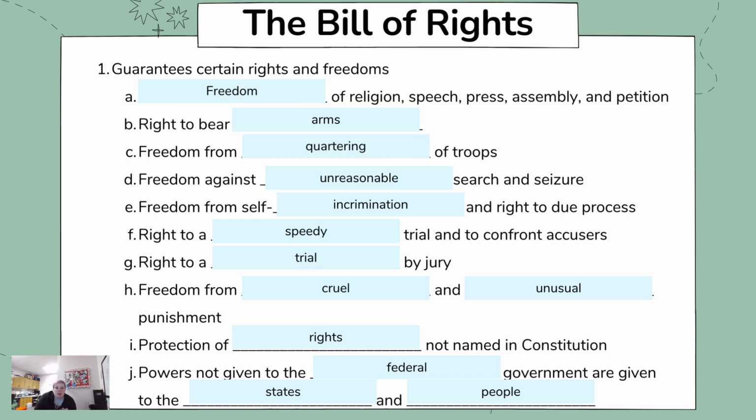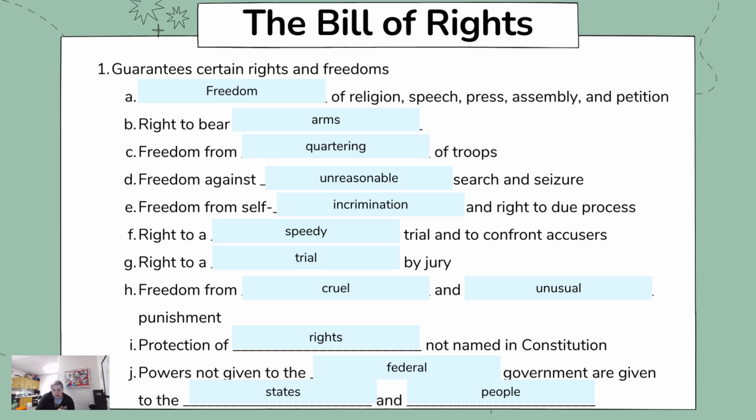The next one is right to a trial by jury. This is why, if you've ever heard someone talk about jury duty, that's what this is all about. You have the right to be judged by, specifically, a jury of your peers. So normal people can determine whether you were guilty or innocent. The next one is freedom from cruel and unusual punishment. This one's kind of self-explanatory, but basically if you get a speeding ticket, you aren't going to be put in jail for a bunch of years or have to pay a $1 million fine if all you did was speed.